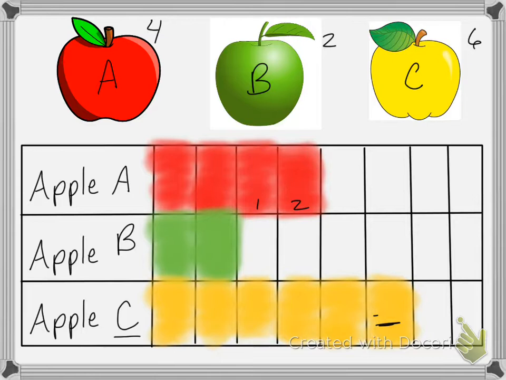How many more children liked apple C over apple B? Well, you can see that from B to C, there's 1, 2, 3, 4 boxes. So 4 more people liked C instead of B. And that's how we make a bar graph going sideways this way.